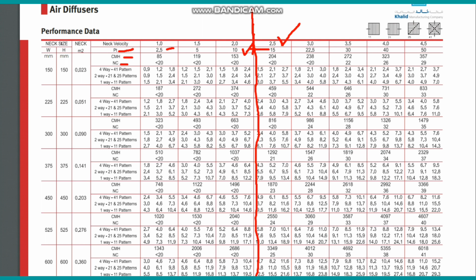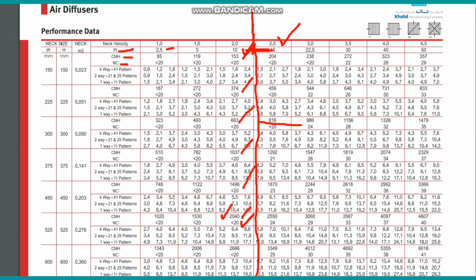So we need 2000 cubic meter per hour. So let's see one by one. Within this limit we are going to select. We don't need to see this one because it is exceeding the 10 Pascal value. Okay, so here this is going 153 maximum, 374, 663, 1037, 1496, and here this is okay because we need 2000 cubic meter per hour and this value is acceptable. So you have to verify all the points.